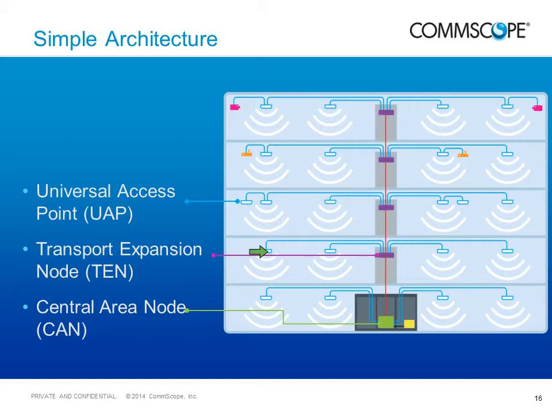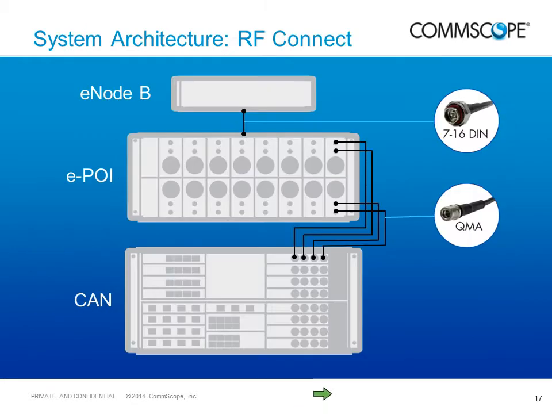On a high level, we have the eNode B, or the LTE base station, connecting to a component called the ePOI, or Enhanced Point of Interface, which receives the signal and then has QMA ports in the front. There's a DIN connector in the back and a QMA connector in the front, which then connects to our RF donor card, which is part of our CAN or central area node. After that, we convert the signals to the software domain and do all the routing in the software domain.